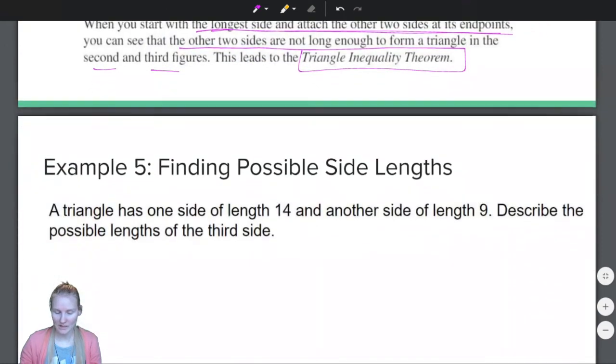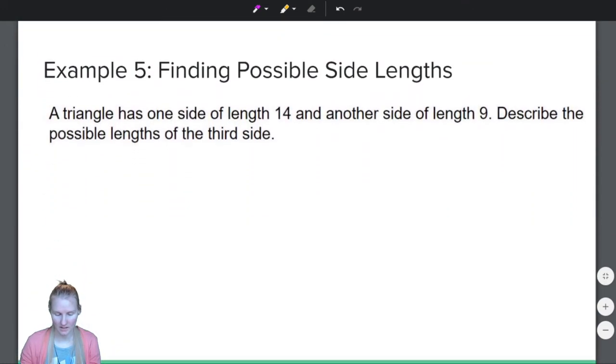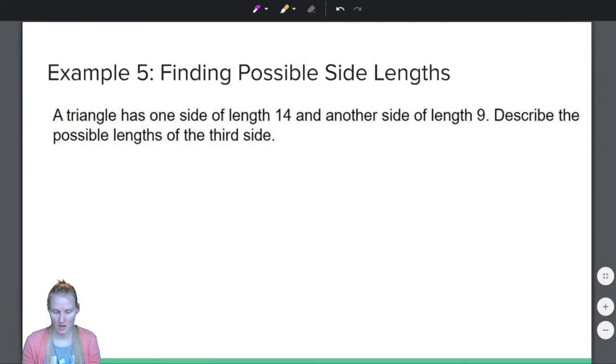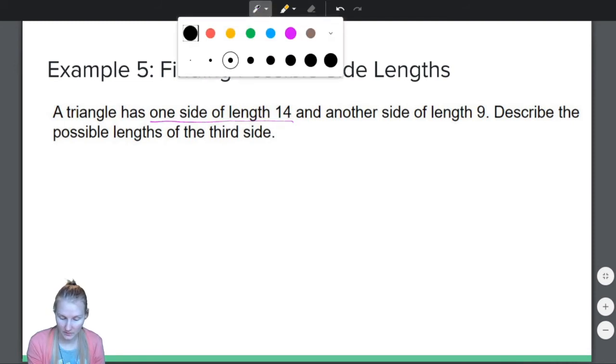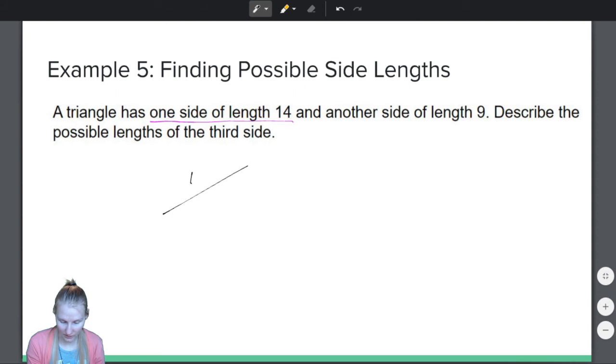Now let's move on and do an example with the triangle inequality theorem. So, we are asked to find possible side lengths. This was the second part of our success criteria. A triangle has one side of length 14, and another side of length 9. Describe the possible lengths of the third side.